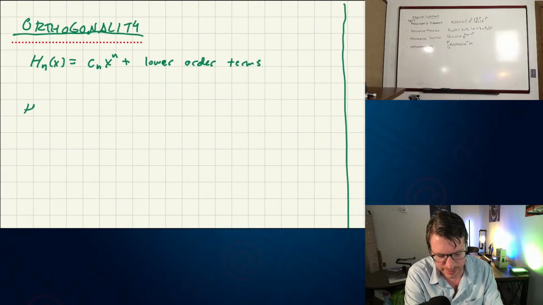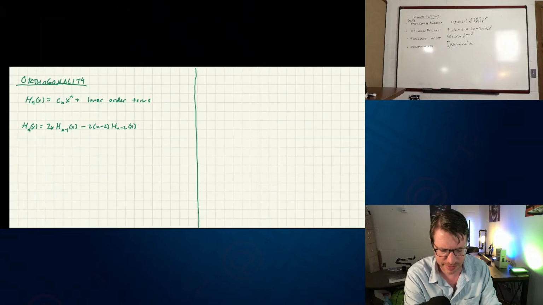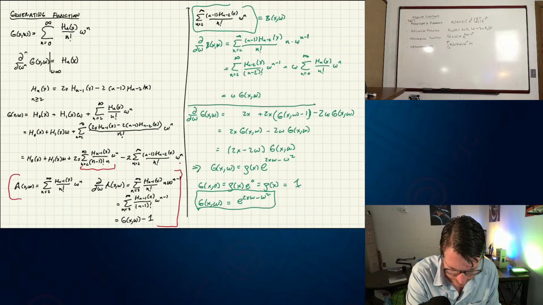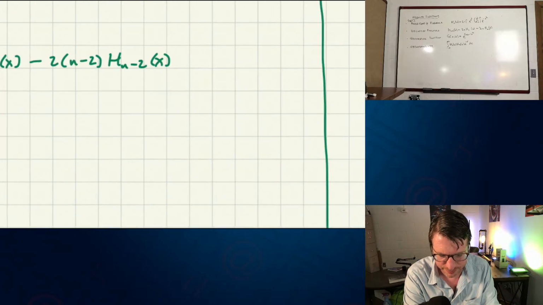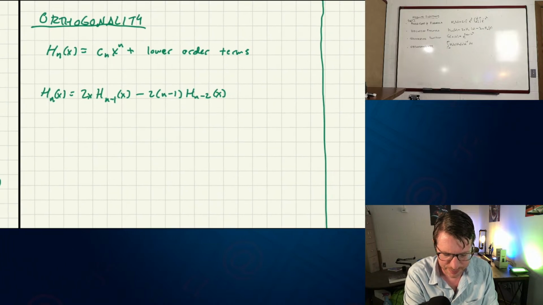So in order to get Hn of x, we take 2x times Hn minus 1 at x, and then minus 2 times n minus 1 times Hn minus 2 of x. Did I write that down right? n minus 1. Cool. Right, and so we have that.